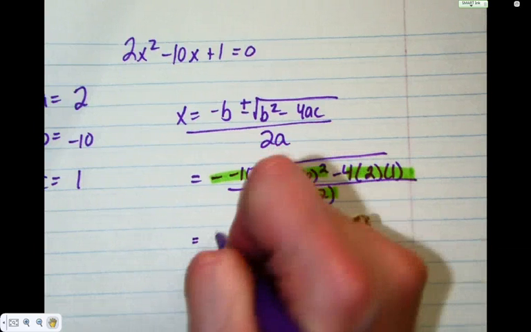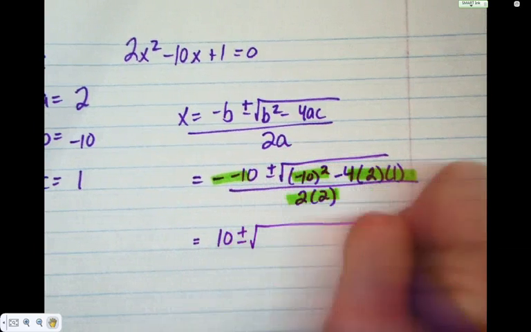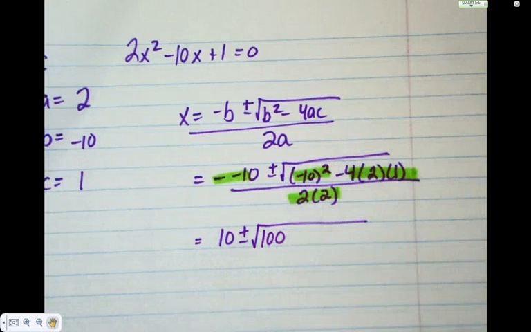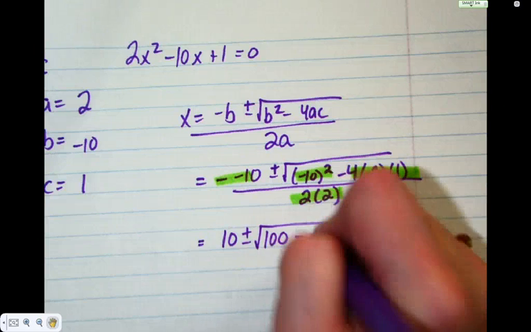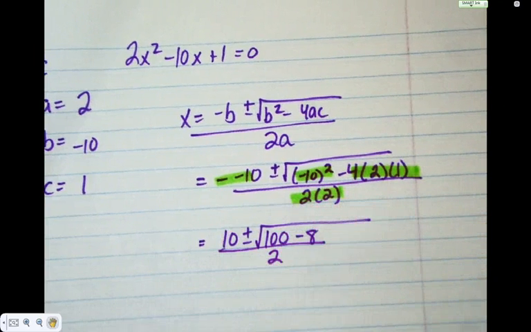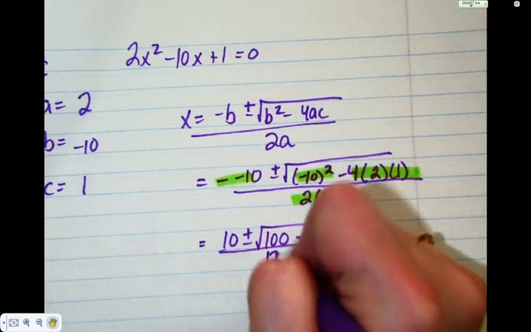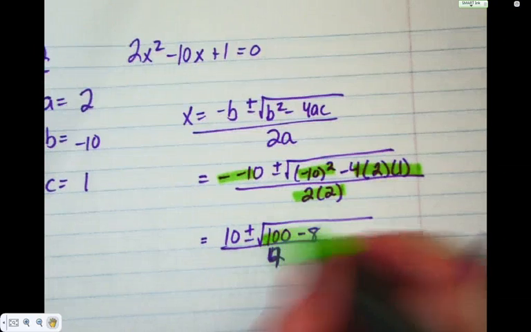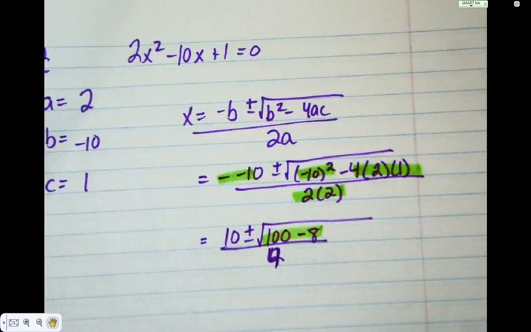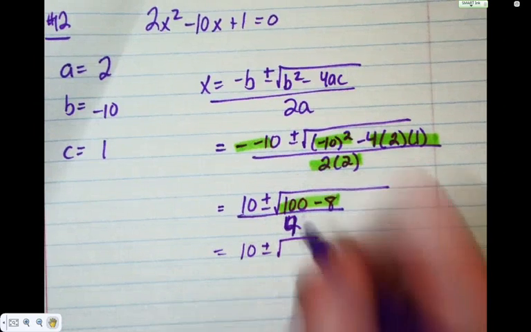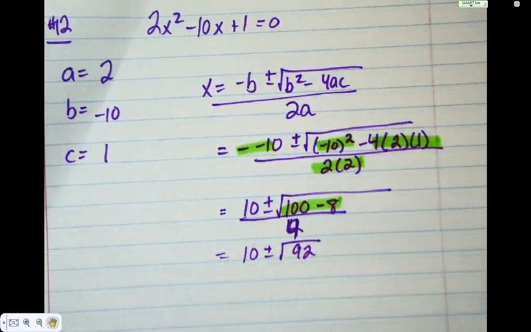-10. -10 squared, 100. 4 times 2 times 1 is 8. And on the bottom, 2 times 2 is 4. Then I do under the root. 100 minus 8 is 92.